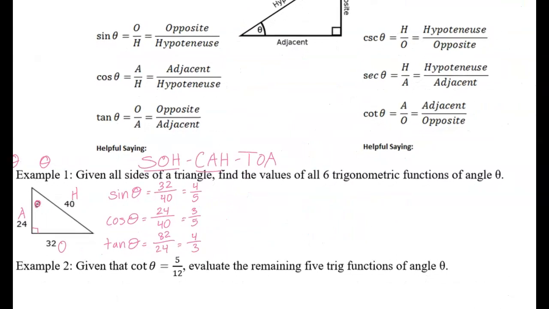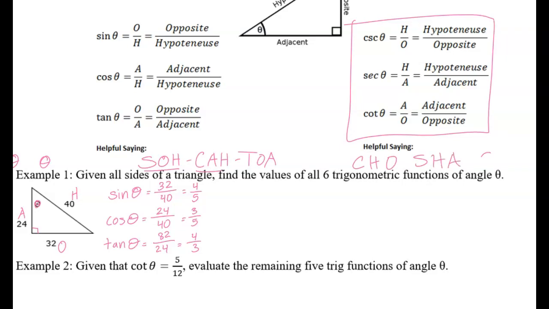However, you have never been taught these other three trig functions. They are called our secondary trig functions. The acronym that you use to help you find these three trig functions is CHO, SHA, COW. Do you have to work as hard memorizing this? No, because each one of these secondary trig functions relates back to one of the original three.